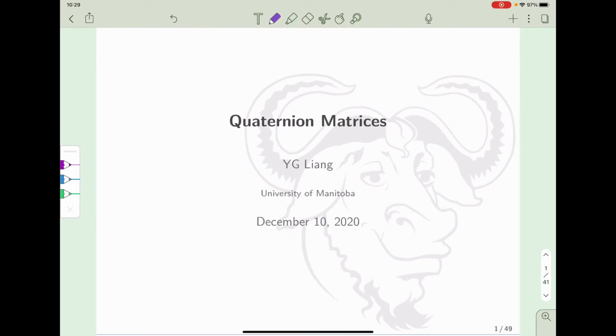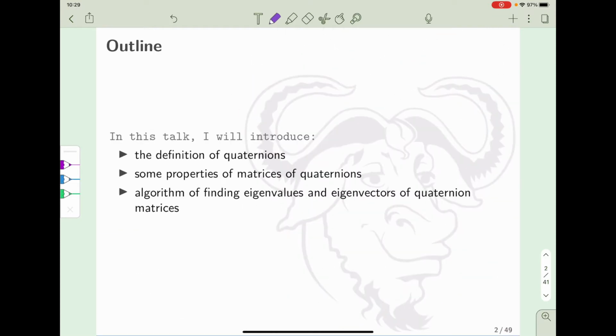Today I'm going to talk about quaternion matrices. Outline: we will go over the definition of quaternions, some properties of matrices over the quaternions, and at last, an algorithm of finding eigenvalues and eigenvectors of quaternion matrices.